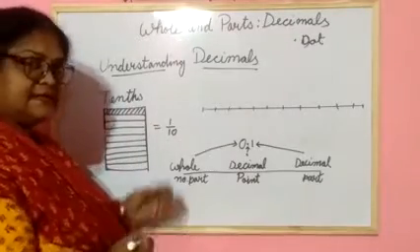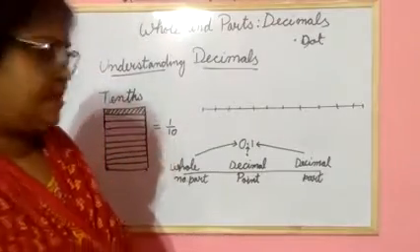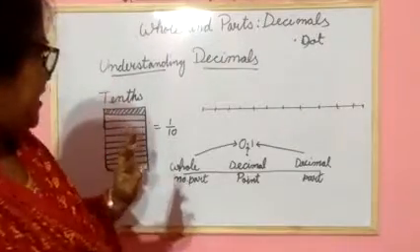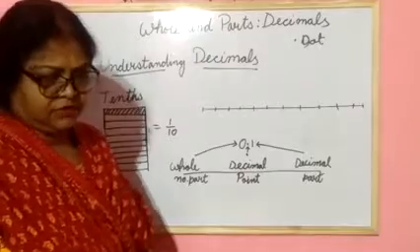Then what I have written there? 1 by 10. This you have learned in the last chapter, the fraction chapter. So what fraction came? 1 by 10. Understood?